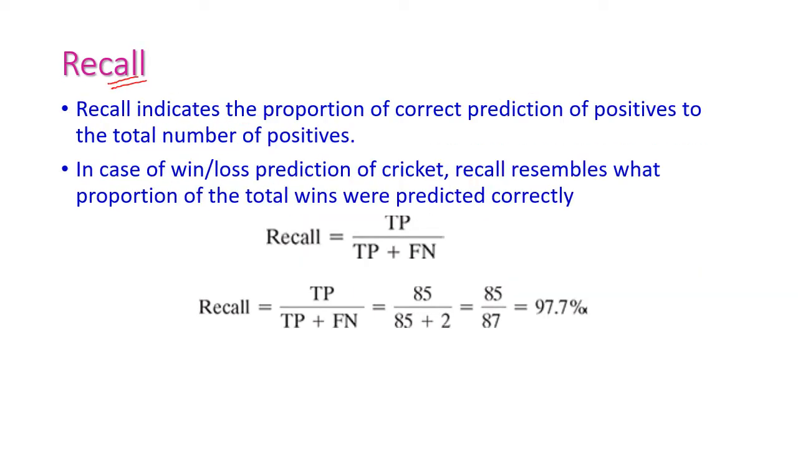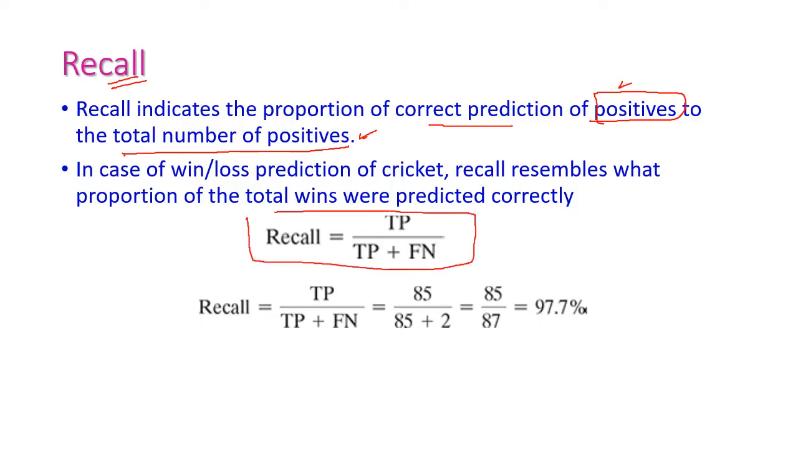The next one is recall. Recall is nothing but the proportion of correct predictions of positives over the total number of positives. So recall is true positive divided by true positive plus false negative. The percentage is 97.7 as per our example.